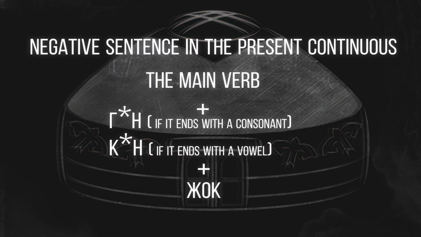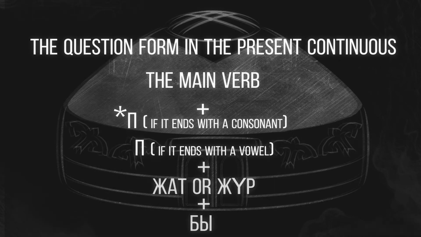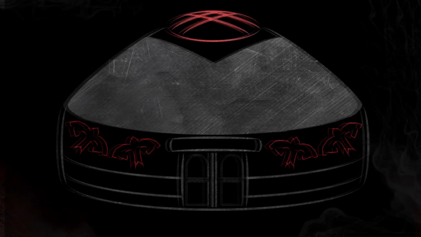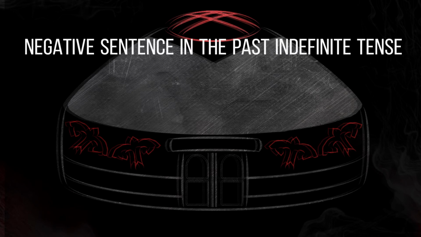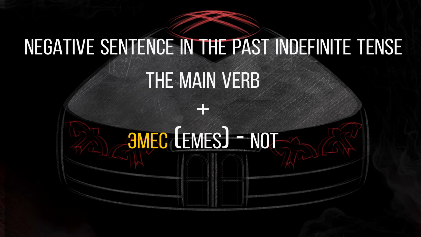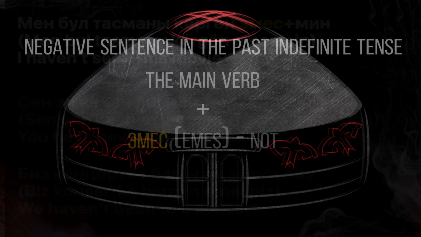In the previous video, when we talked about the present tense, we discussed how to create negative and question forms. A very similar structure applies to creating the negative and question forms in the past definite tense and in the past indefinite tense. To negate the sentence, we use the word эмес, which means not, after the main verb. Instead of adding personal endings to the verb, we add them to the word эмес. Let's negate the sentences above.